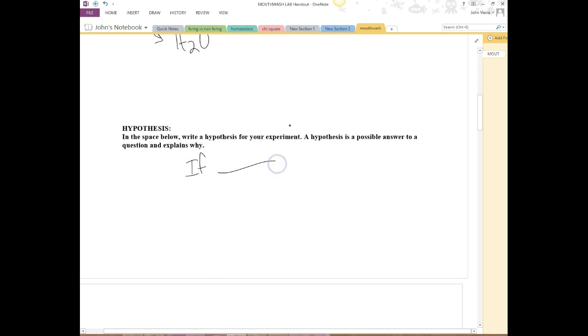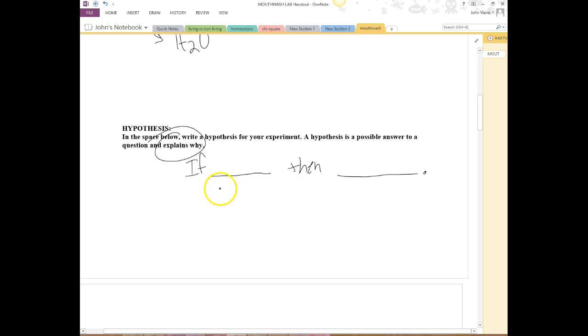Okay, your hypothesis is a possible answer to a question and explains why. If you put three different mouthwashes in a petri dish, then what do you expect to see? If you think that if I add Listerine, Scope, Kroger and water, then I should see the least amount of bacteria growth around the Listerine. Explain why in one sentence.